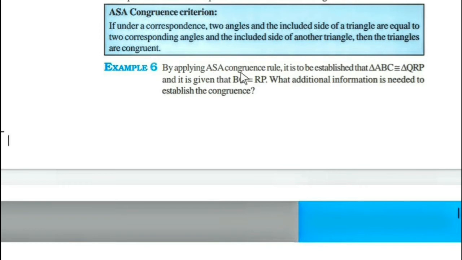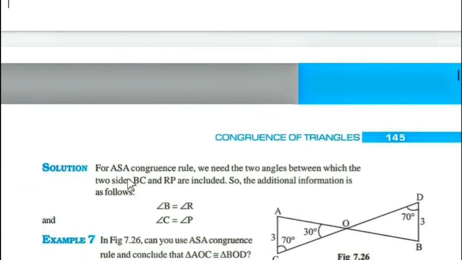By applying the ASA congruence rule, it is to be established that triangle ABC is congruent to triangle QRP, and it is given that BC equal to RP. What is given? BC equal to RP. What additional information is needed to establish the congruence? See, equal sides are given. So let us see what additional information is needed. For the ASA congruence rule, we need the two angles between which the two sides BC and RP are included. Okay. Angle side angle means two angles and the included side.